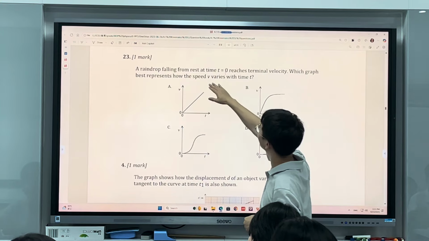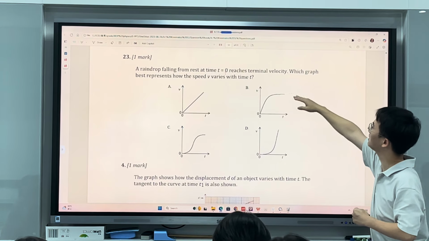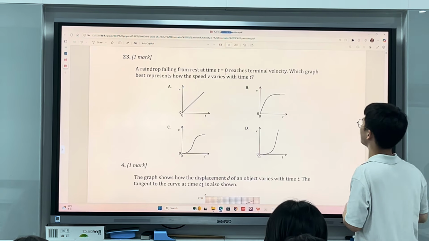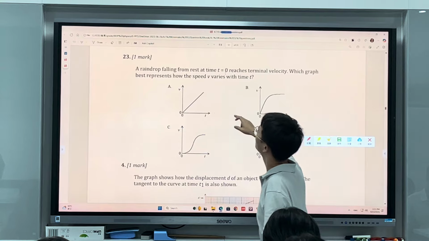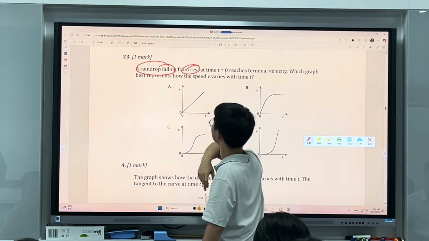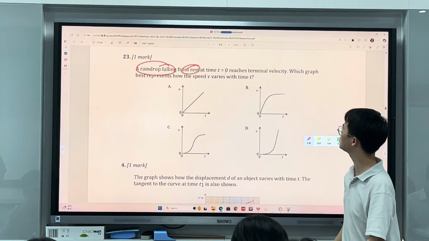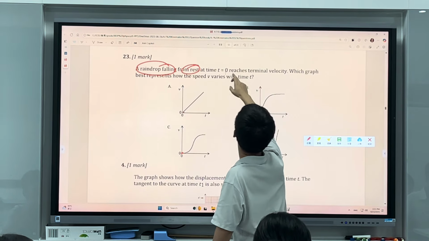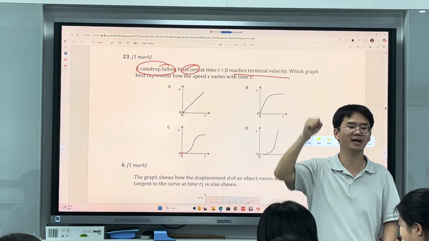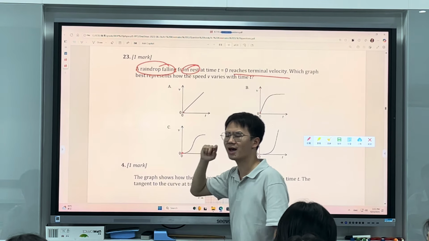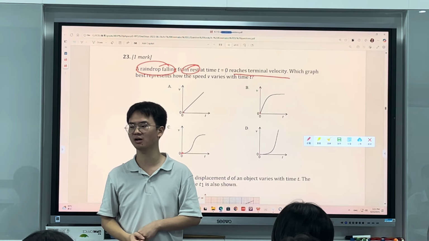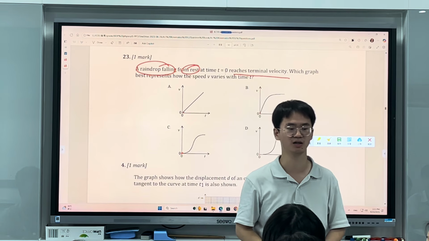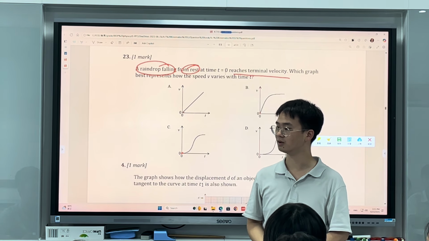A raindrop falling from rest at time t equals 0 reaches terminal velocity. Which graph best represents how the speed varies with time t? A raindrop falling from rest should start from 0, which means it should start from the origin. All of them start from the origin. It reaches terminal velocity. So when a raindrop falls, what would happen to its velocity? Will it drop faster and faster? No. Why?